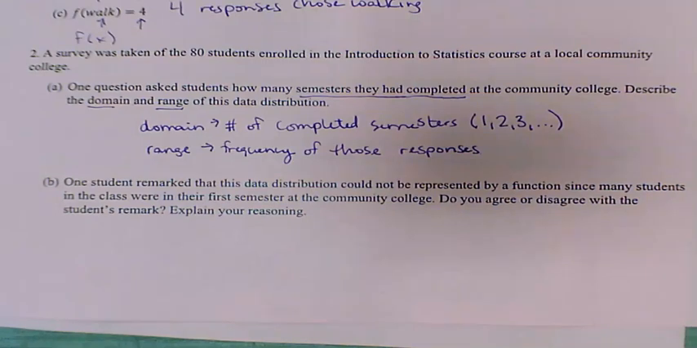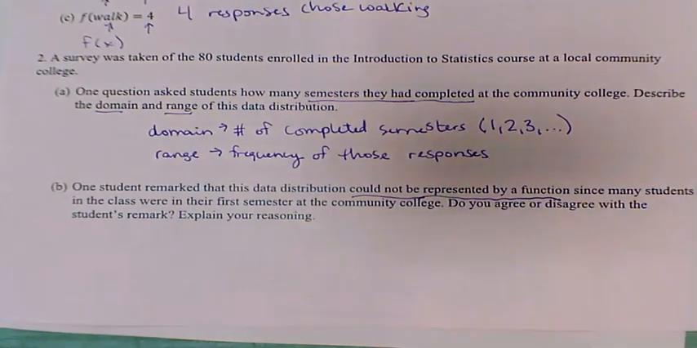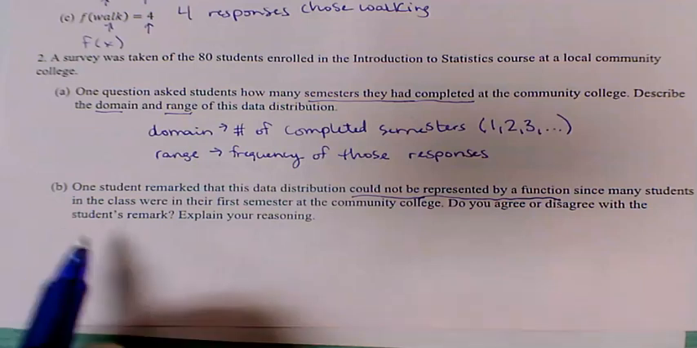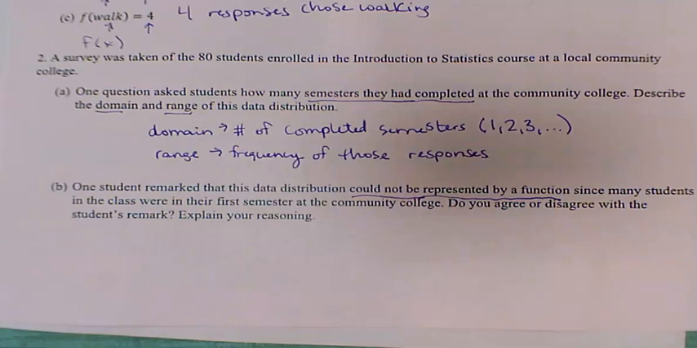So part B of the same question says one student remarked that this data distribution could not be represented by a function since many students in the class were in their first semester at the community college. Do you agree or disagree with the student's remark? Explain your reasoning. So what the student is claiming is that the data could not be represented by a function. And their reasoning is that the students in the class were in their first semester of the community college. So do you agree or disagree? Pause your video and give an explanation for your reasoning.